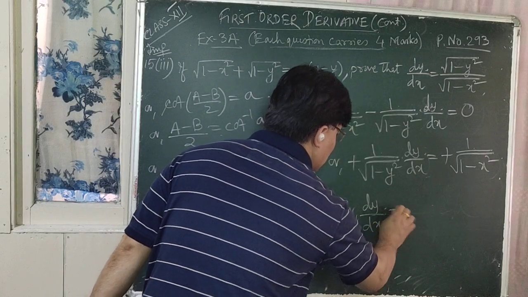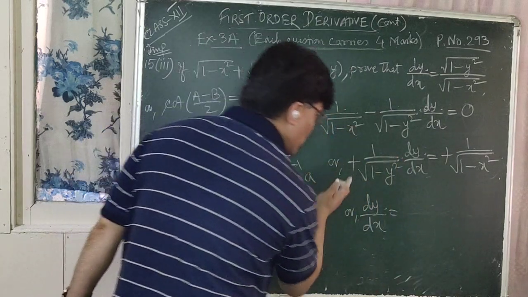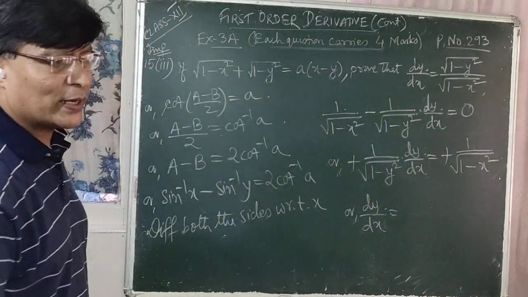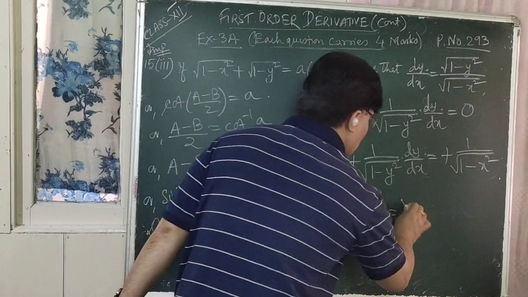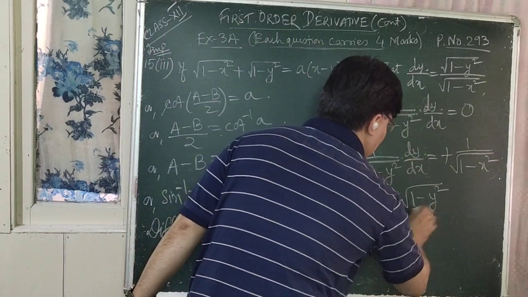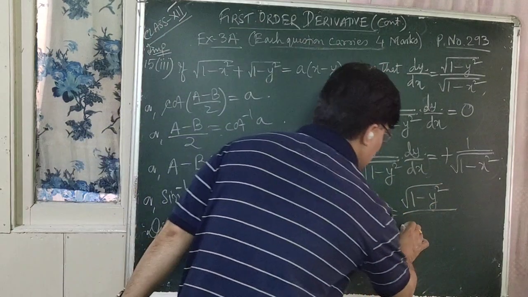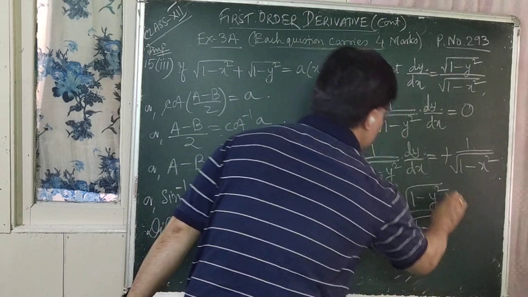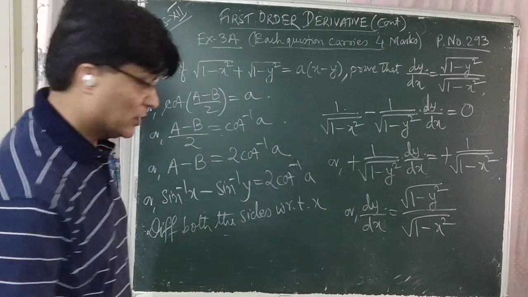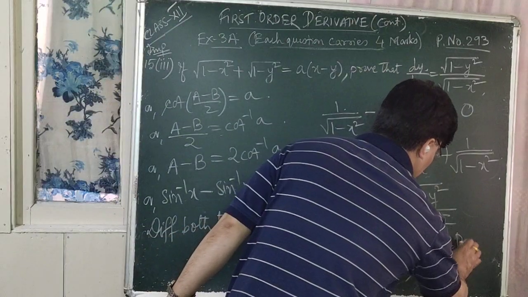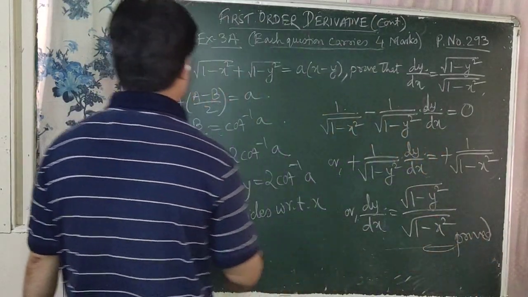So dy by dx is, now this is into, so cross multiply by root over 1 minus y square and write it in the numerator. So root over 1 minus y square into 1 is root over 1 minus y square divided by what? It is root over 1 minus x square. So we have proved the given result. So it is proved. Okay.